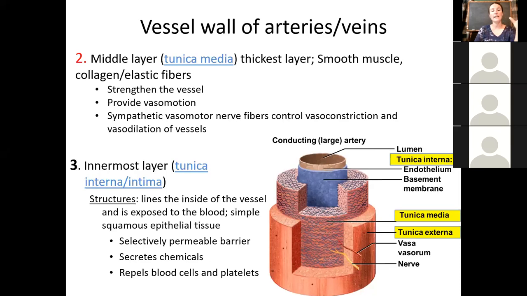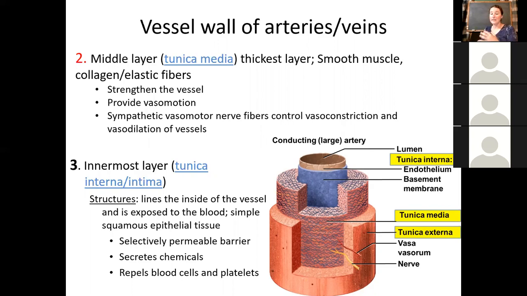Okay. Finally, the innermost layer, again, simple squamous epithelial tissue, very, very skinny cells. This is what is physically interacting with the blood. And so in the last lesson that you guys had, we talked a little bit about when the endothelium is damaged and how hemostasis occurs and the platelets are essentially binding to those exposed collagen fibers. All of that is happening within the tunica interna, right?